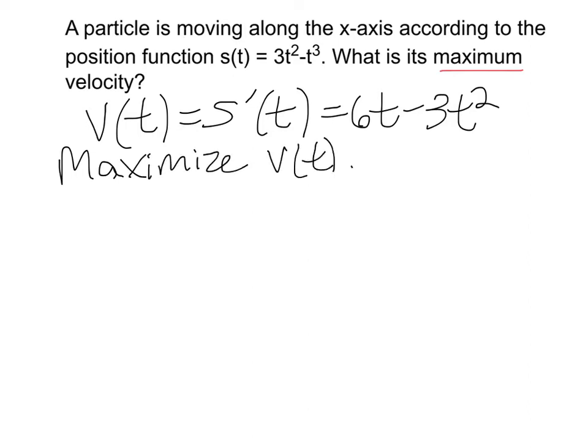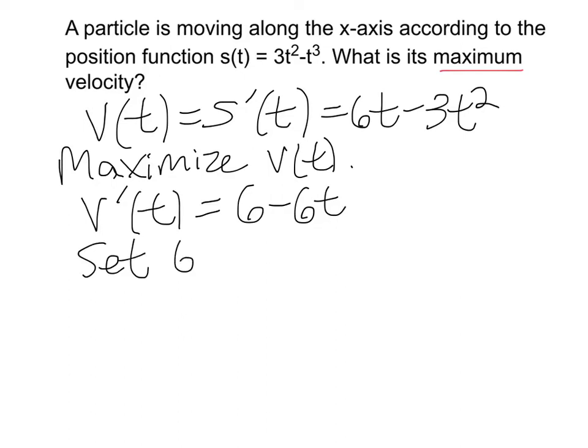How do you find the maximum of a function? You take its derivative, set it equal to 0 to find the critical point. So v prime of t is equal to 6 minus 6t. Set that equal to 0. 6 minus 6t equals 0. We get t is equal to 1. And that's our critical point.